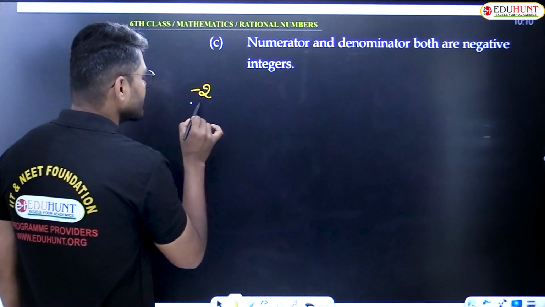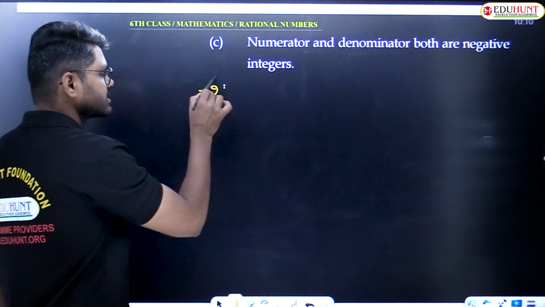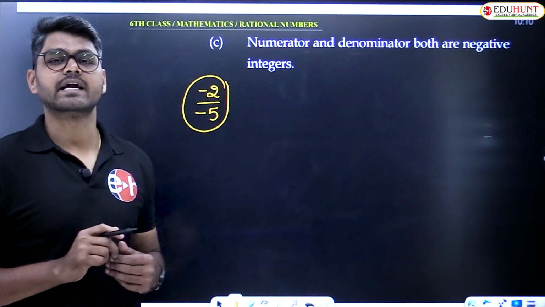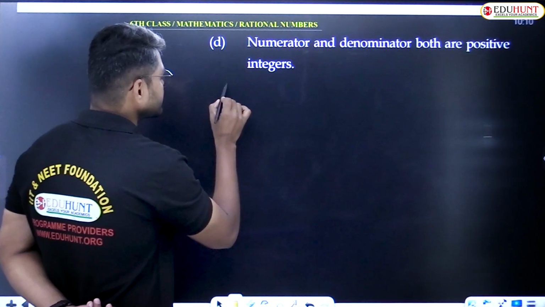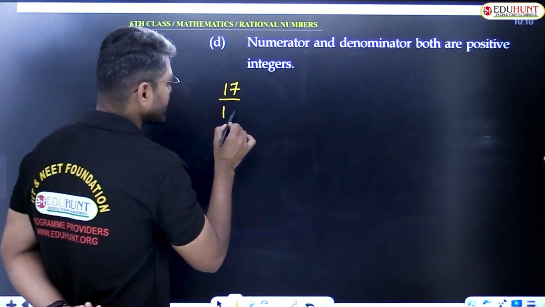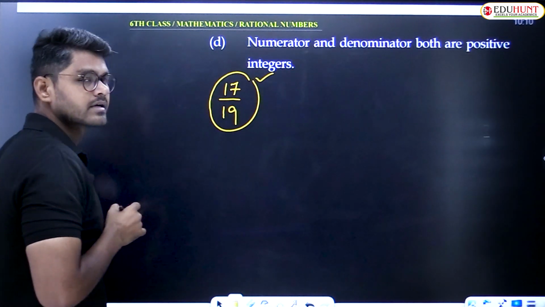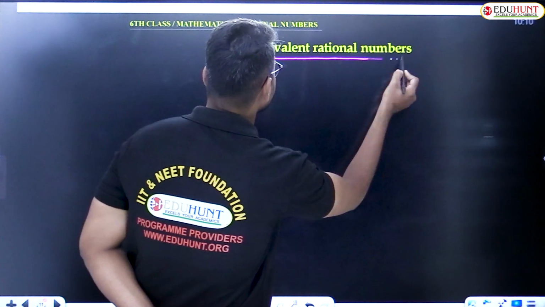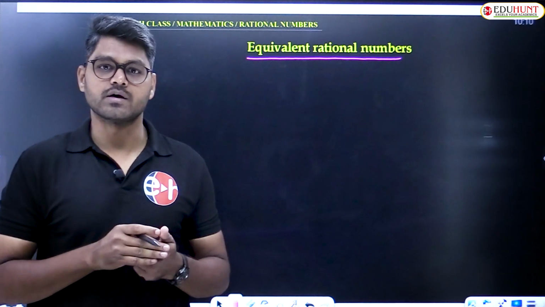Numerator and denominator both are negative integers. Minus 2 by minus 5, right? Both numerator and denominator are negative integers. Numerator and denominator both are positive integers, 17 by 19, both are positive integers. Equivalent rational numbers: we can form n number of rational numbers.